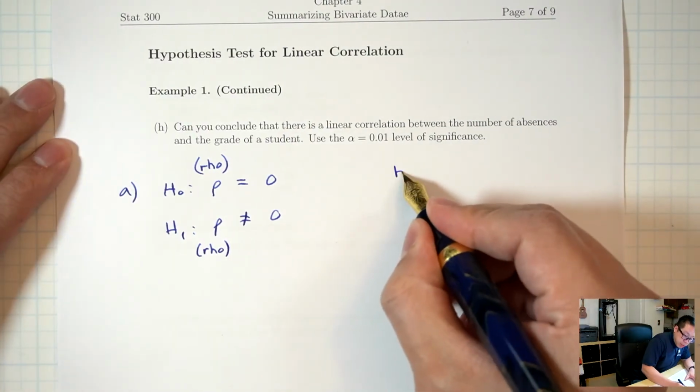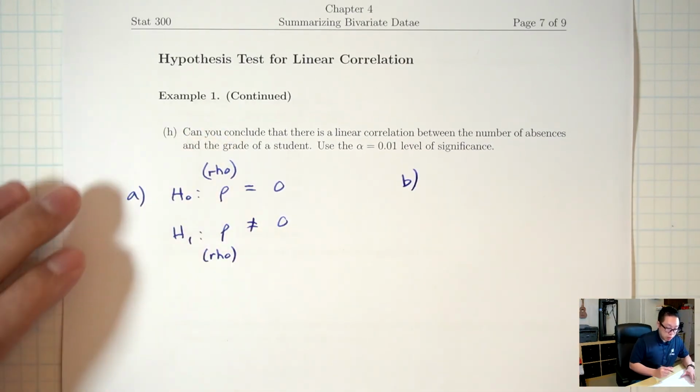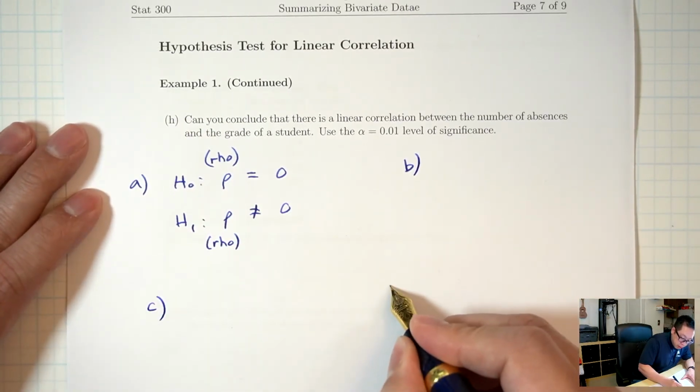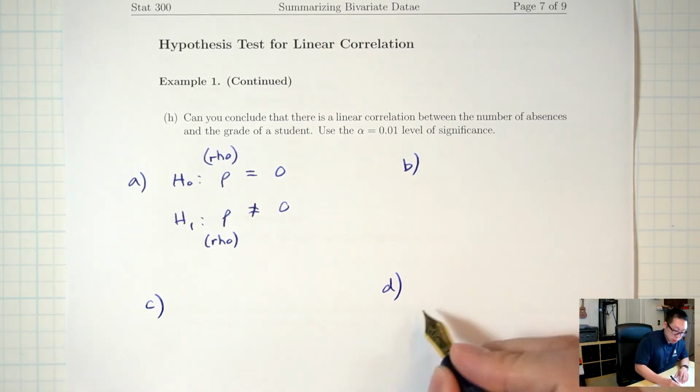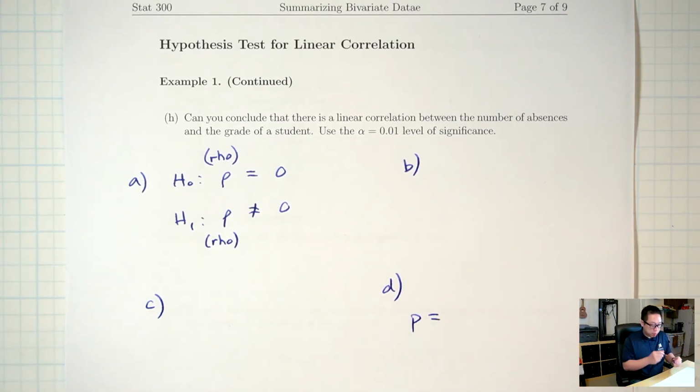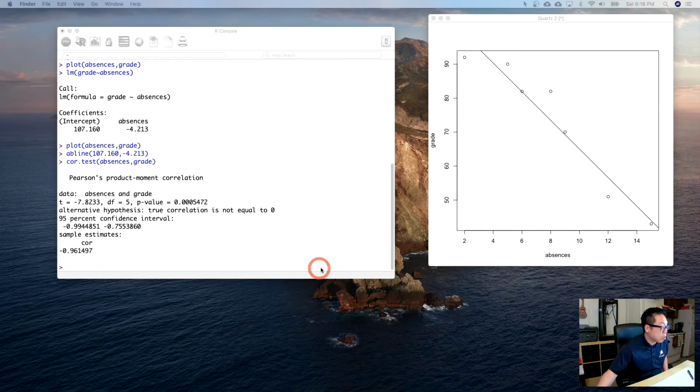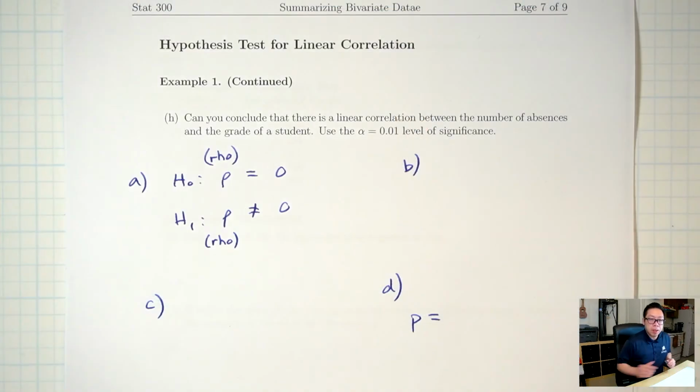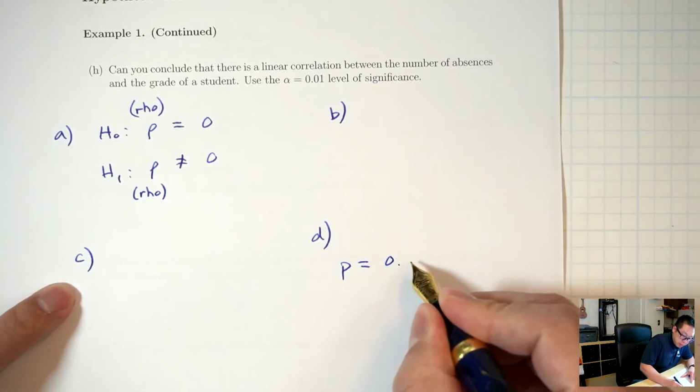Parts B and C, we're actually not going to do for a hypothesis test for linear correlation. Part D, the p-value, we are going to do, but there's nothing to do because we already did it. If you go back to when we did the cor.test, up at the top there is a place that says p-value. That's the p-value. So our p-value here is 0.001, rounded to 3 decimal places. Okay, our p-value is 0.001.